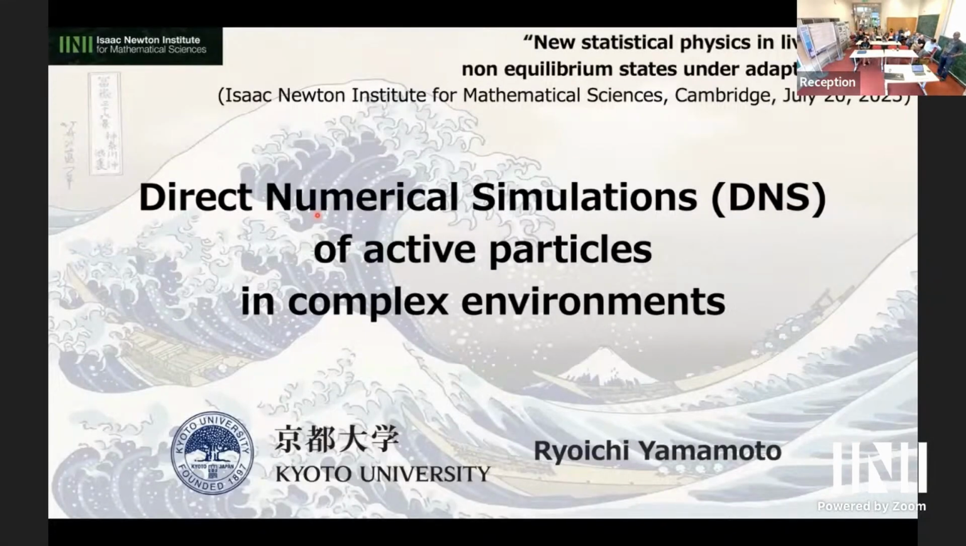Okay, it's a great pleasure for us to have Ryoichi for a brief visit. I wish we could stay longer, but anyway, he's going to tell us about direct numerical simulations of active particles in complex environments. Thank you very much.